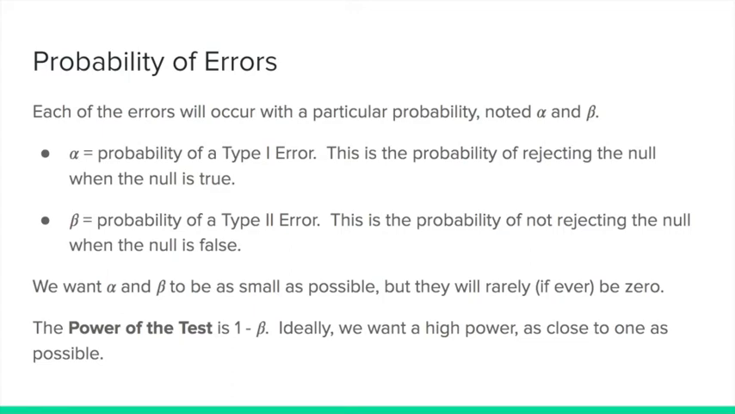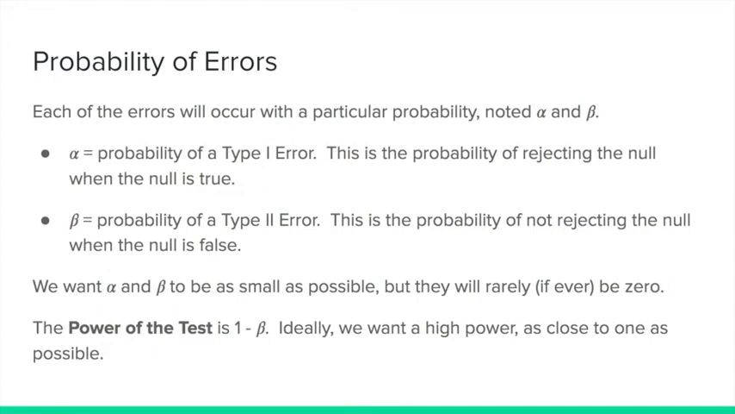So let's talk a little bit more about probability of these errors. Each of the errors that will occur, type 1 and type 2, have a particular probability, and we have names for them, alpha and beta. Now we have seen alpha already. We call alpha our significance level.